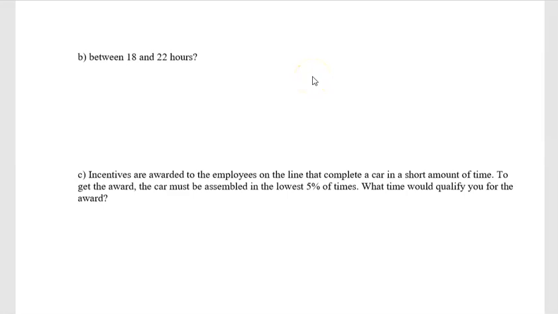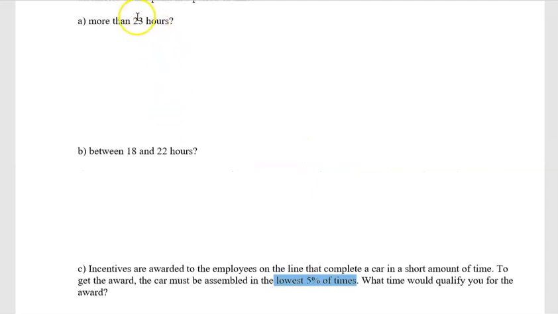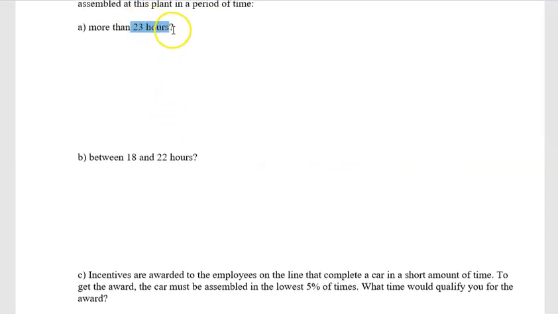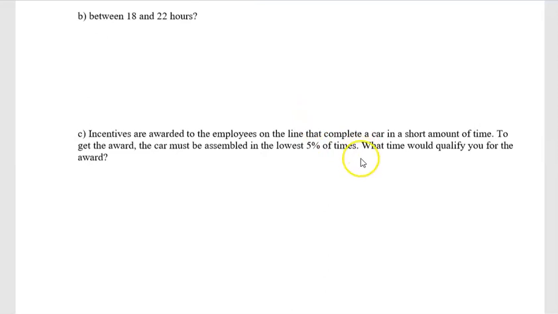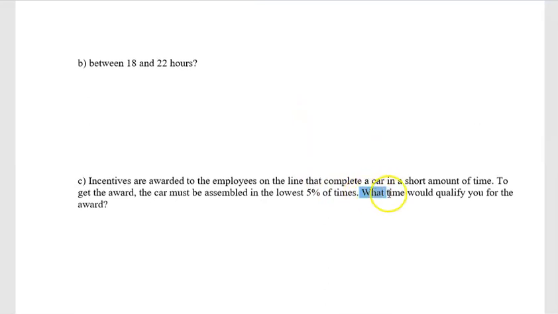All right, C says incentives are awarded to the employees that complete a car in a short amount of time. To get the award, the car must be assembled in the lowest 5% of times. So what time would qualify you for the award? Okay, so this one's giving us a percentage, right? Lowest 5% of times. So this is different from these two because these two gave us the time, they told us how many hours. This one, we're actually trying to find the time.